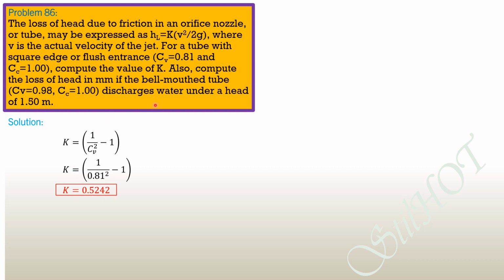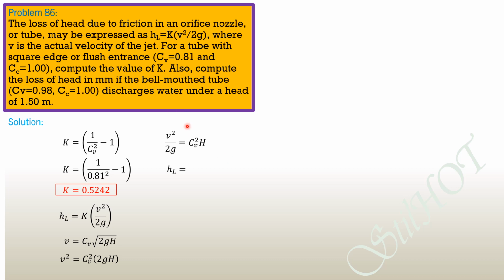Then for the second part, head loss equals K times the actual velocity head. The actual velocity is equal to C sub V times the square root of 2GH. So squaring, V square equals C sub V square times 2GH, or V square over 2G equals C sub V square H. And we substitute it into this formula.